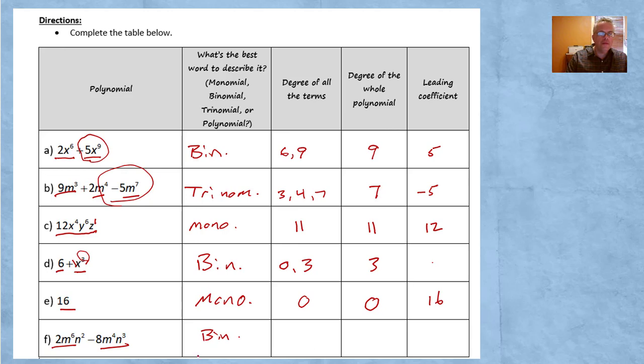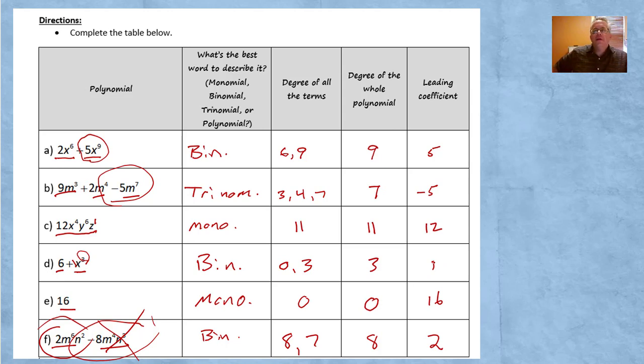The degree of all the terms. Well, the first one, 6 plus 2 is 8. The degree of the second term, 4 plus 3 is 7. So the degree of the whole thing is 8. That came from, oops, not that one. That came from the first one. So the leading coefficient is 2. All right, so by the way, the leading coefficient of this one was 1. My 1 disappeared.